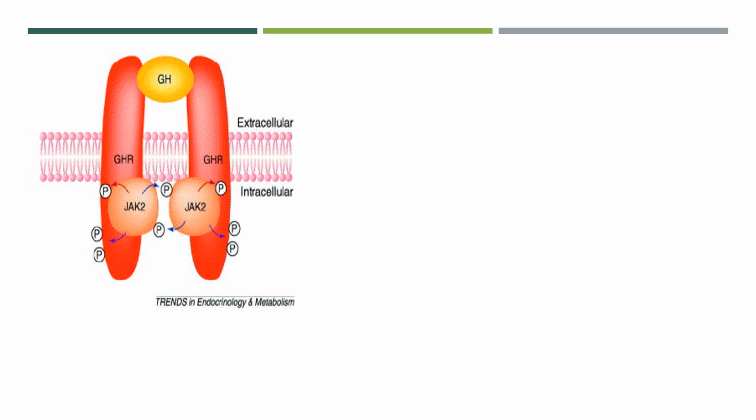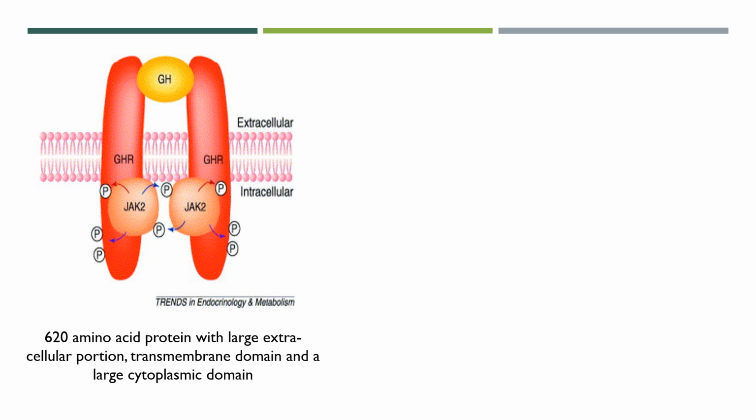Now when the growth hormone is released in the circulation and has reached its target organ, what is the mechanism of action of growth hormone? So we have covered the structure and the synthesis of the growth hormone, and now we are coming to the mechanism of action of growth hormone. So growth hormone will actually bind with this receptor. This growth hormone receptor is a membrane polypeptide that contains 620 amino acids. It has a large extracellular portion, one transmembrane portion, and a large cytoplasmic domain.